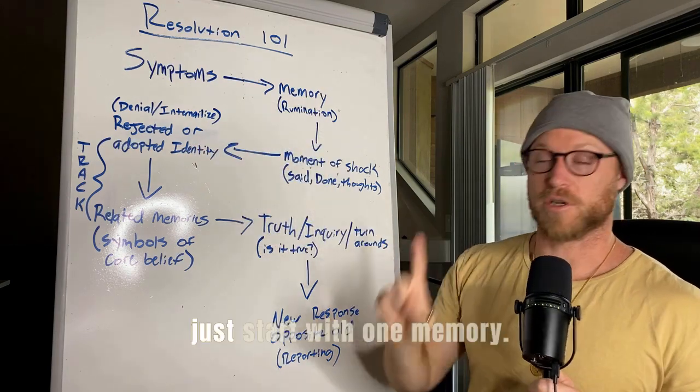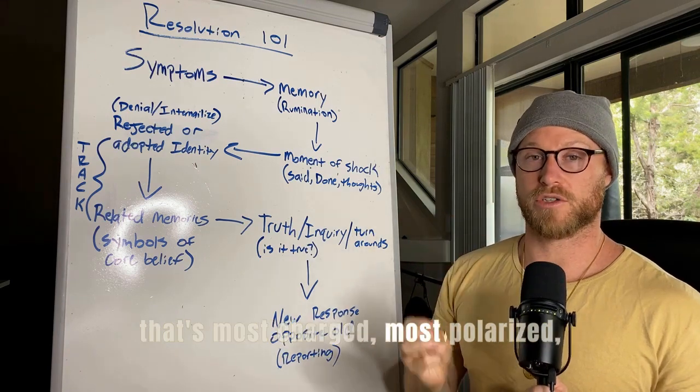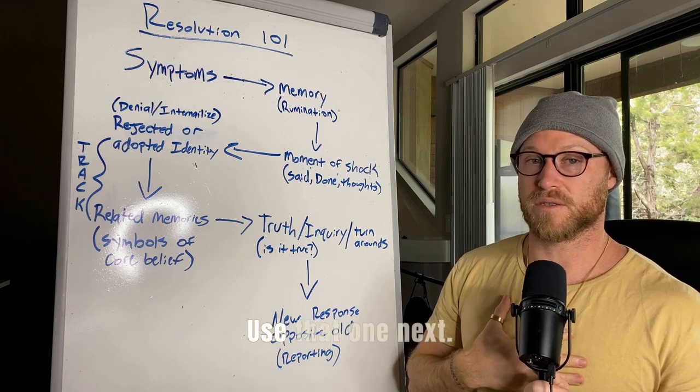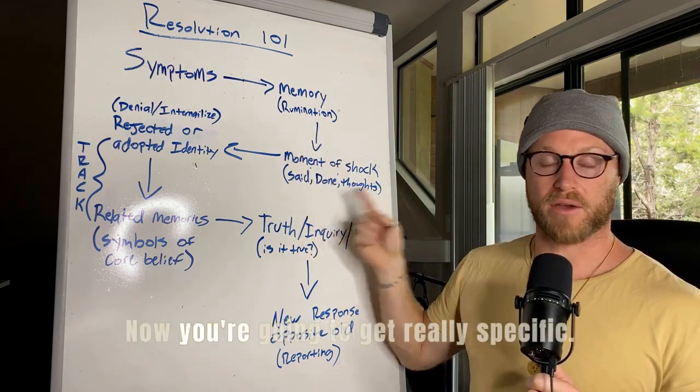Once you find that memory, just start with one memory. I know you might have a few. Start with one and pick the one that's most charged, most polarized, most energy, most resistance. Use that one. Next, within that memory, now you're going to get really specific.